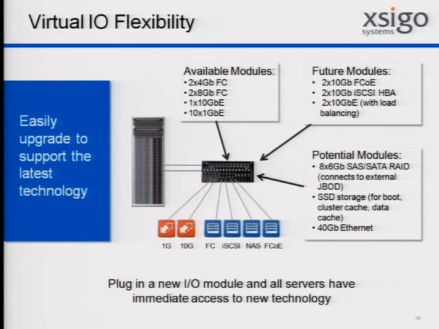We're actively working on a 2x10 gig FCoE card and an iSCSI HBA card. We're working on our 2x10 gig E card with some load balancing capabilities. Behind that, we're starting to line up an 8-port SAS/SATA RAID chip, so we can hang JBODs off the back of our box. We can hang SSDs off of our box. And then eventually we'll plug in 40 gig E when the cost comes down and the power gets down to where it's deployable.